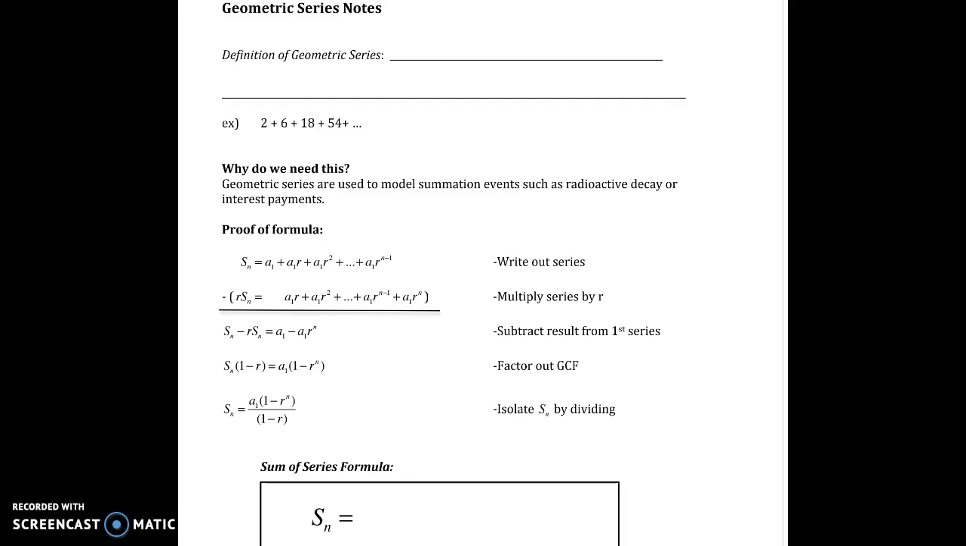We've already talked about arithmetic sequence and series. The difference between a sequence and a series is that a series is the terms added together. So the only difference here is that it's the terms of a geometric sequence added together.